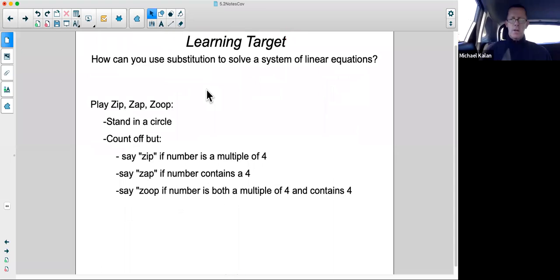Learning target. How you're going to learn how to use substitution to solve a system of linear equations.